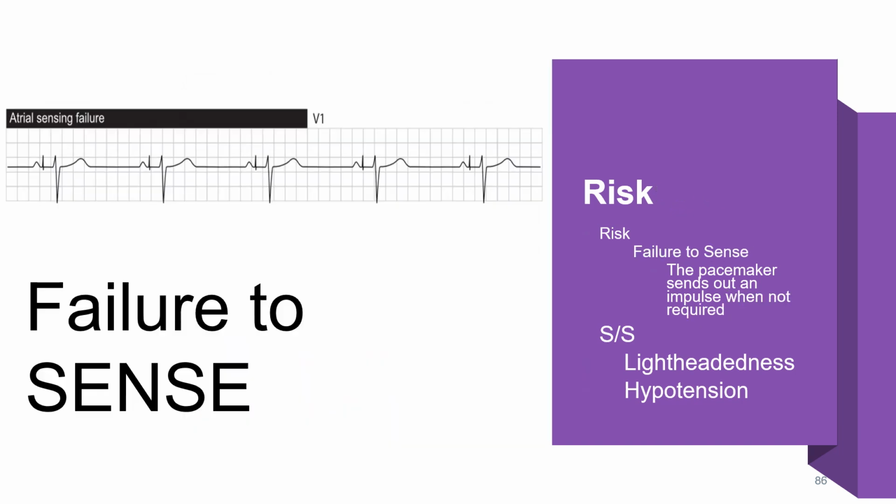And then failure to sense. You can see here that you have your P wave and then you have your pacer spike. And it's not a ventricular paced rhythm because the pacer spike is not before the QRS. So it's just not sensing. Signs and symptoms can include lightheadedness and hypotension. Failure to sense: the pacemaker sends out an impulse when not required. So this does not need to be paced because the patient has their own P wave and QRS complex.